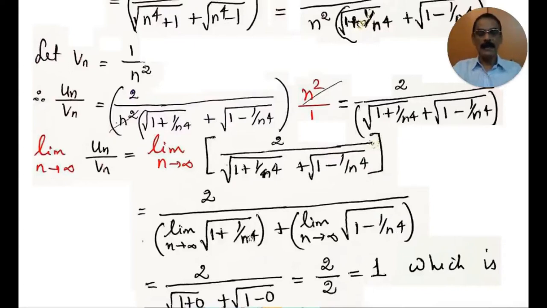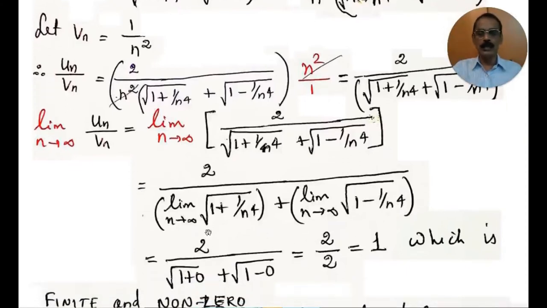1 by infinity power 4. Infinity power 4 is infinity. 1 by infinity is 0. Similarly, here also when you apply limit, 1 by n power 4 becomes 1 by infinity power 4. Infinity to the power 4 is infinity. 1 by infinity is 0. Therefore, we get 2 divided by square root of 1 plus 0, plus, when you apply limit here, it is square root of 1 minus 0. Therefore, that is equal to 2 divided by square root of 1 plus square root of 1.